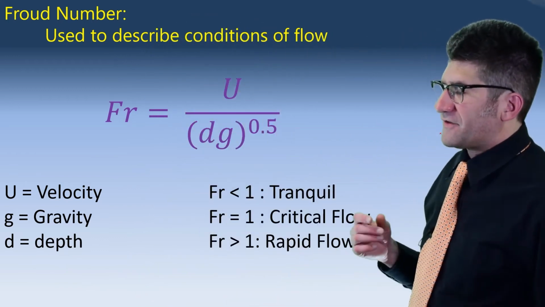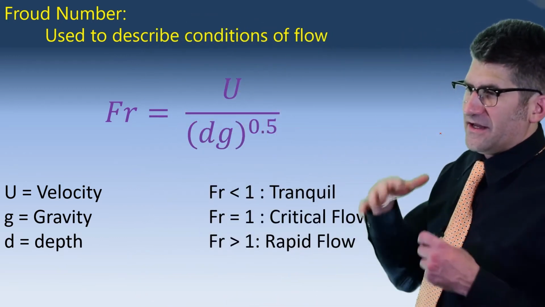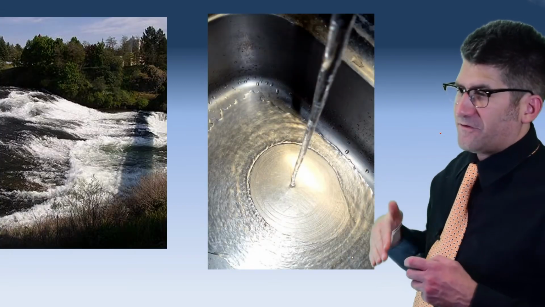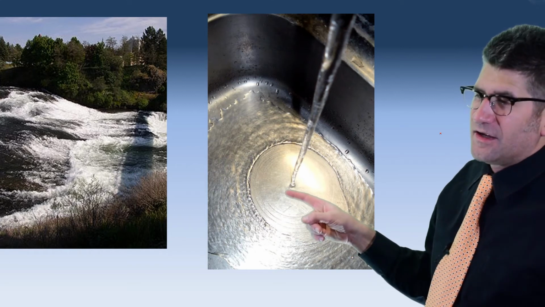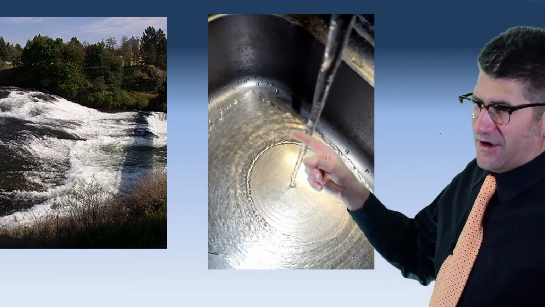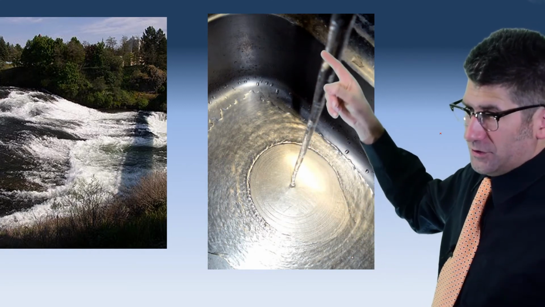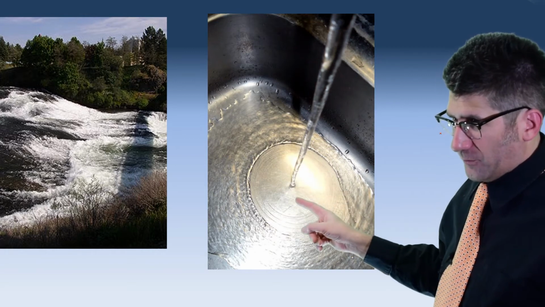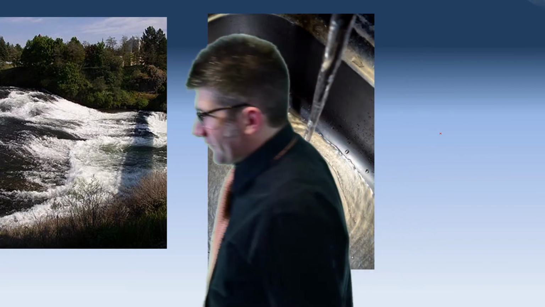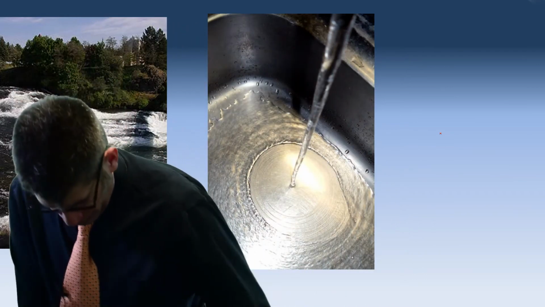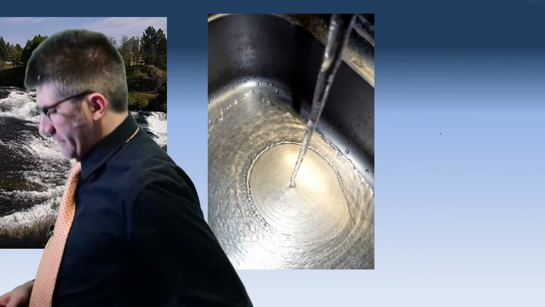And you've seen examples of the Froude number in the changes from tranquil to rapid flow in lots of places. One of my favorites is in the sink. As the water comes down, this is fun, water goes all the way down, boom, it hits there, and it starts to spread out. And as the water spreads out, it spreads out in all directions.